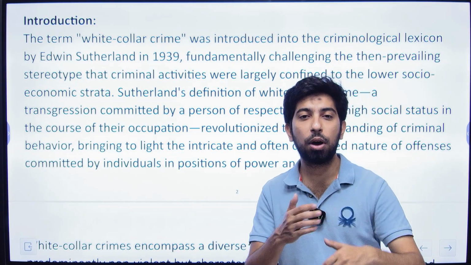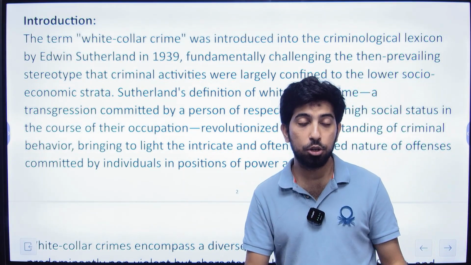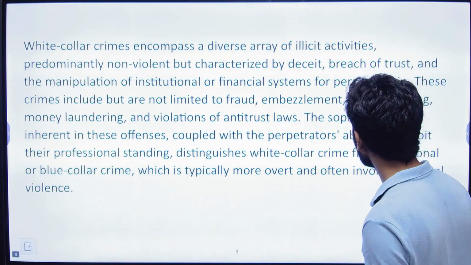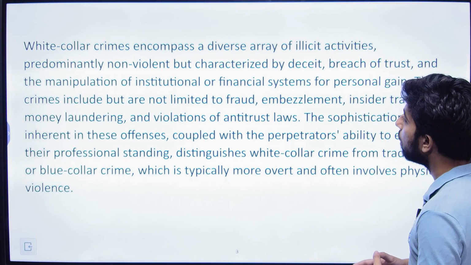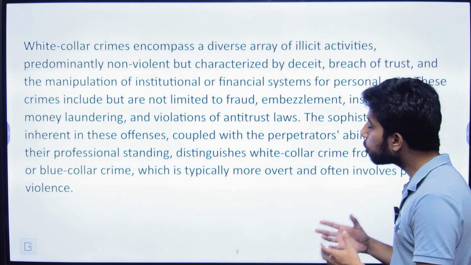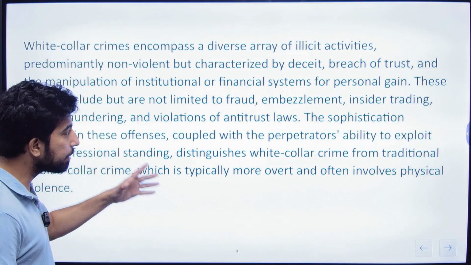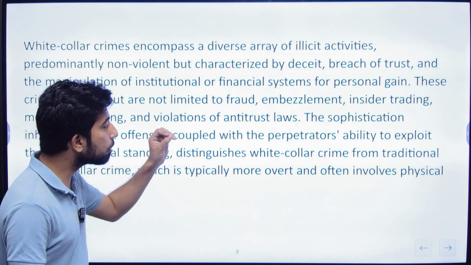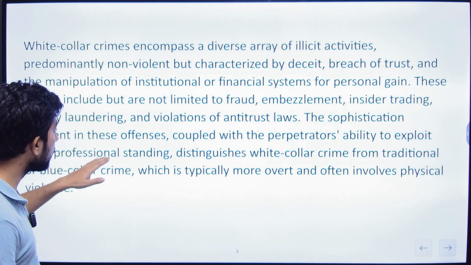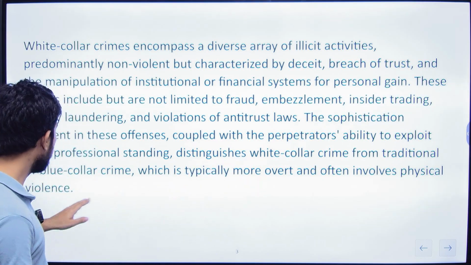So the question is that these kinds of fiduciary relationships, these positions of power and trust, are built up and then broken into pieces, and then a white collar crime happens. White collar crimes encompass a diverse array of illicit activities, predominantly non-violent but characterized by deceit, breach of trust, and the manipulation of institutional or financial systems for personal gain. These crimes include but are not limited to fraud, embezzlement, insider trading, money laundering, and violations of antitrust laws. The sophistication inherent in these offenses, coupled with the perpetrator's ability to exploit their professional standing, distinguishes white collar crime from traditional or blue collar crime, which is typically more overt and often involves physical violence.